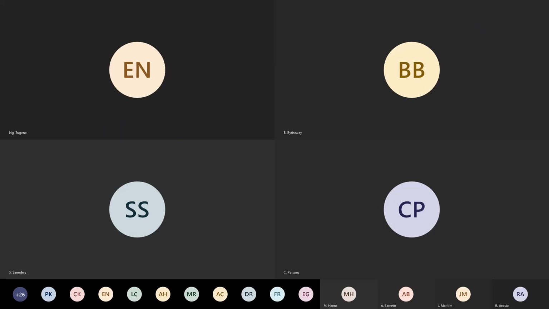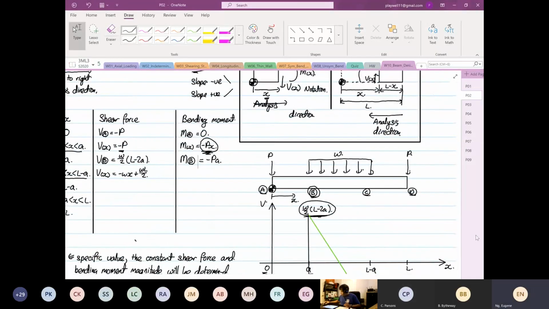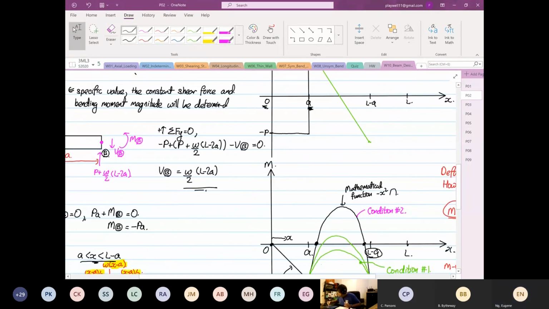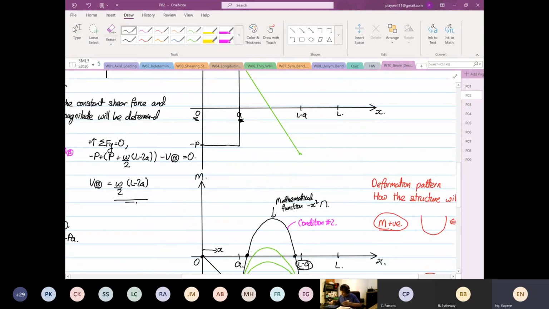Okay, so welcome back. Where we finished off, we looked at the deformation pattern, and I hope you guys are clear. If not, it just takes time. You visualize this, right? So we have formed the other equation.